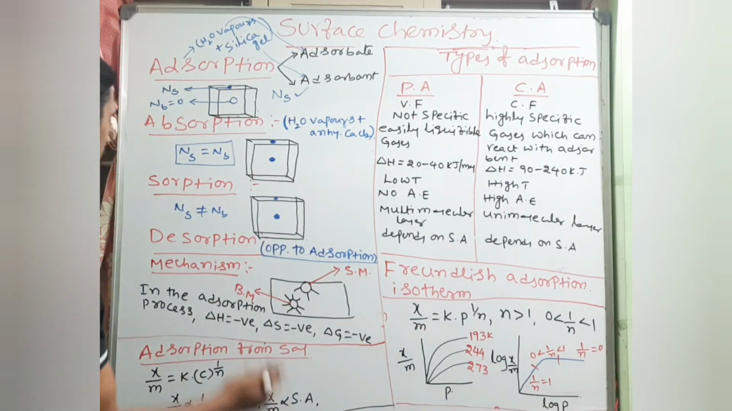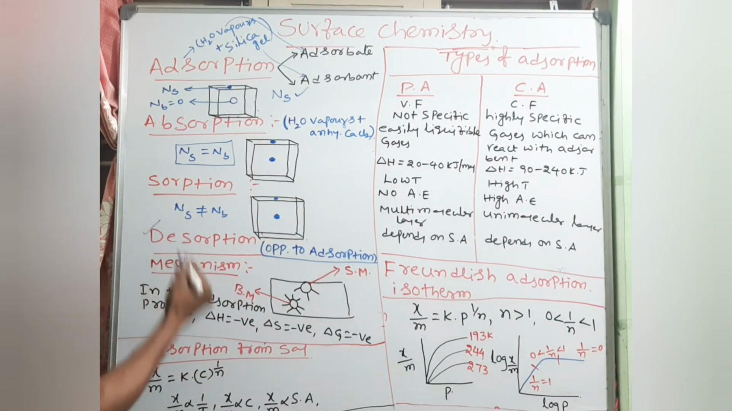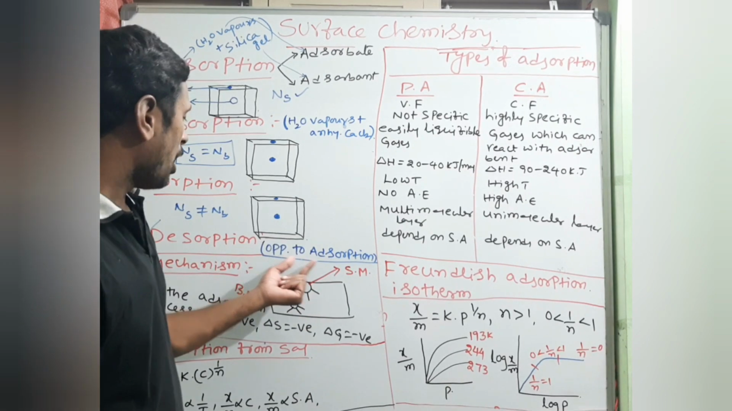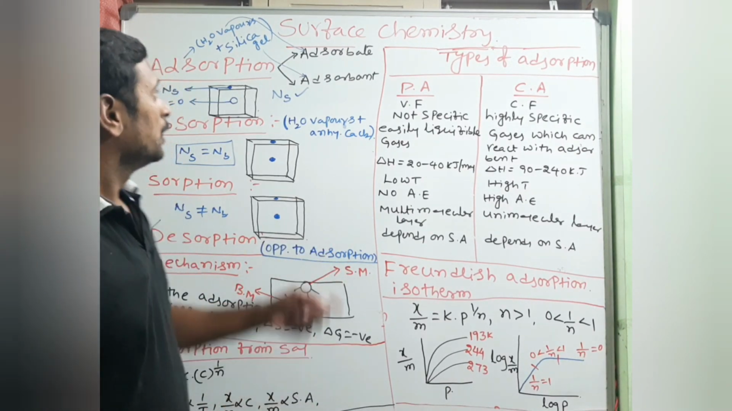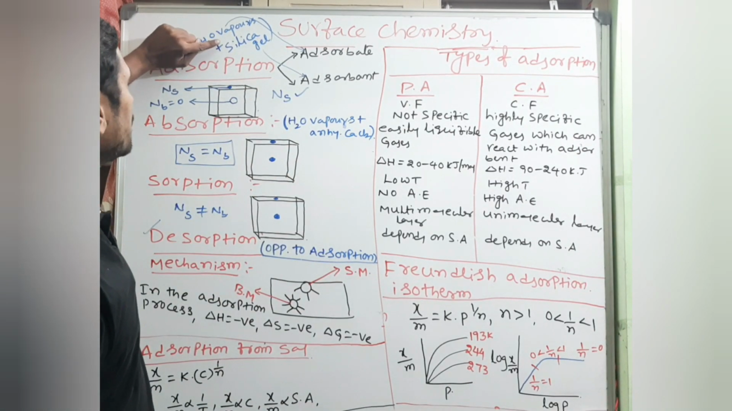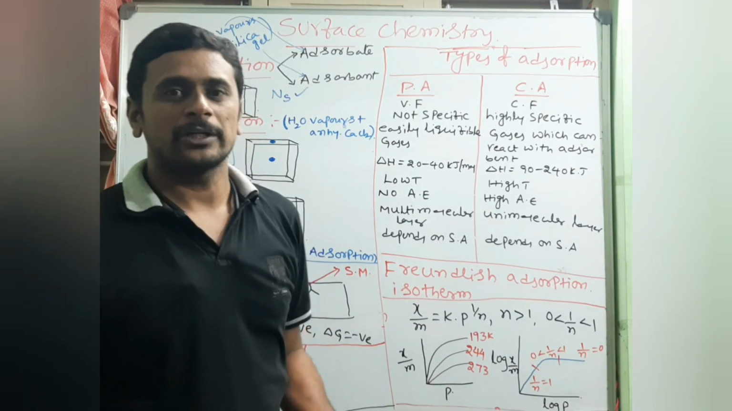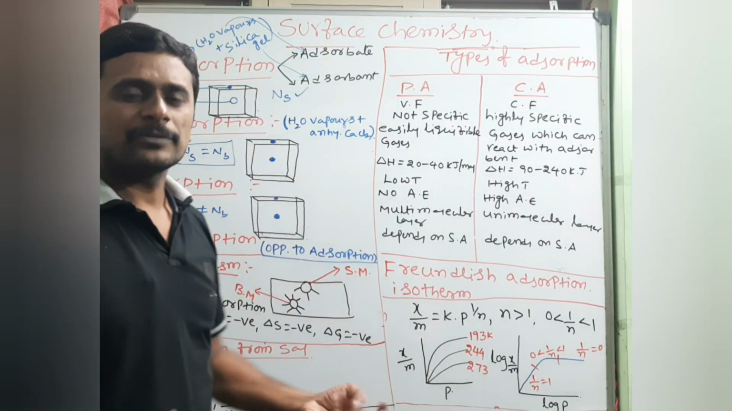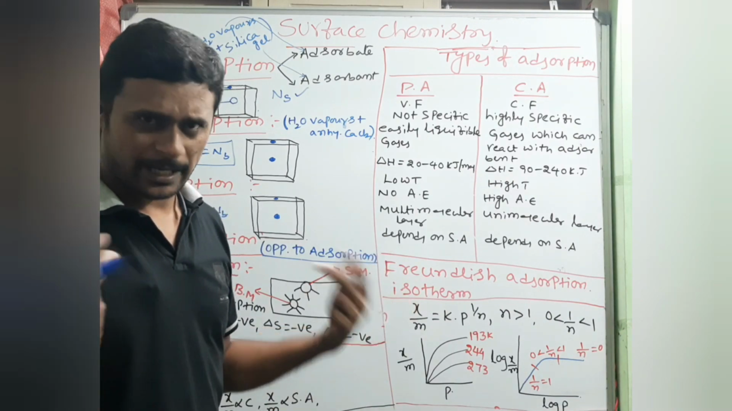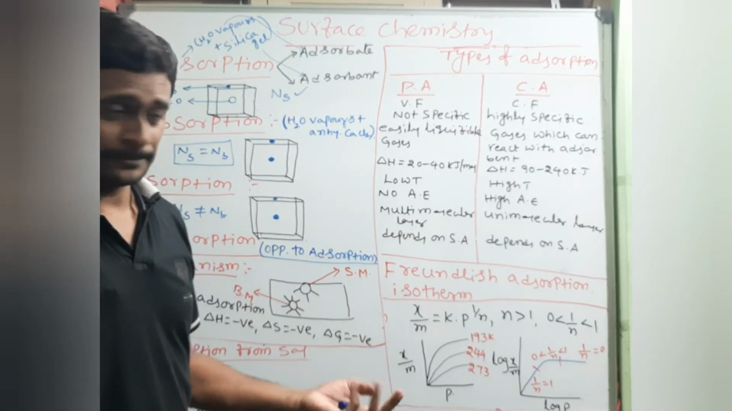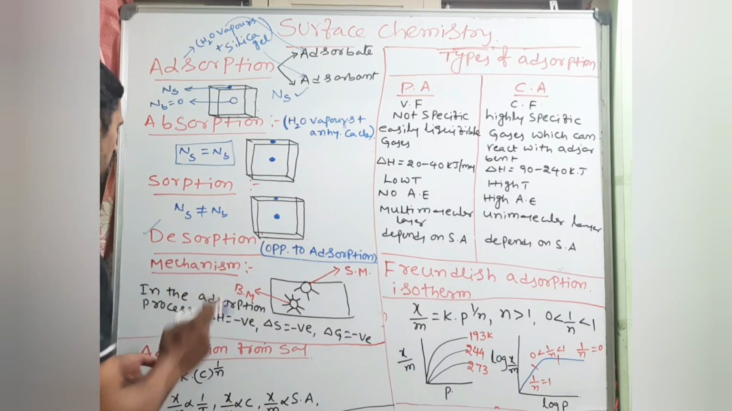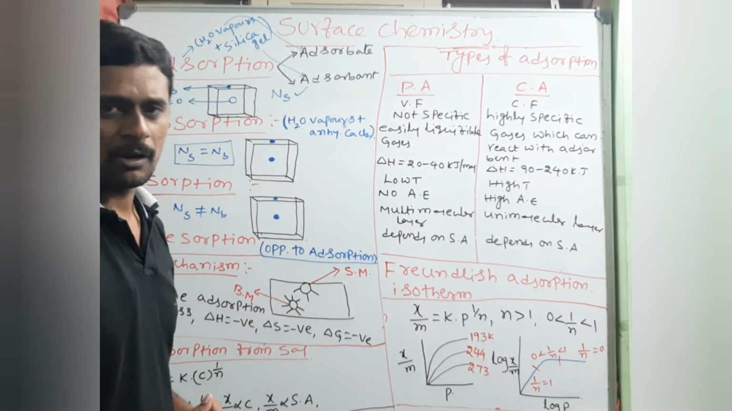Clear? Now coming to desorption. Desorption means the opposite of adsorption. It is the removal of water vapors from the surface of a solid material with the help of heating or by decreasing the pressure. That we consider as the desorption concept.